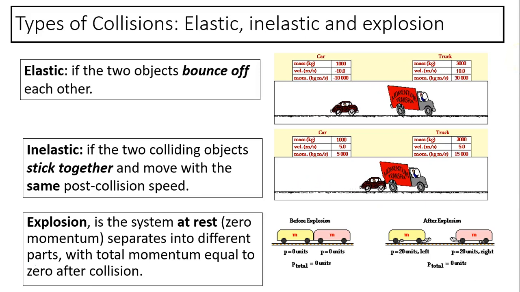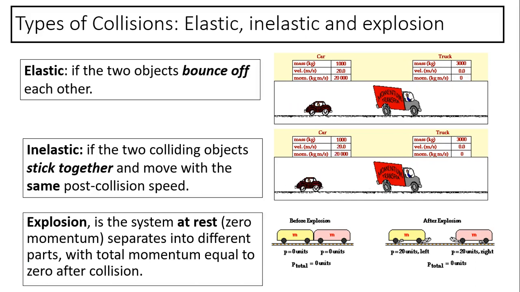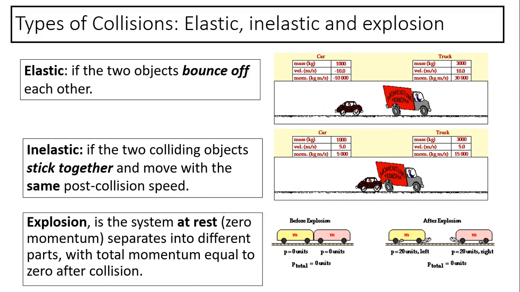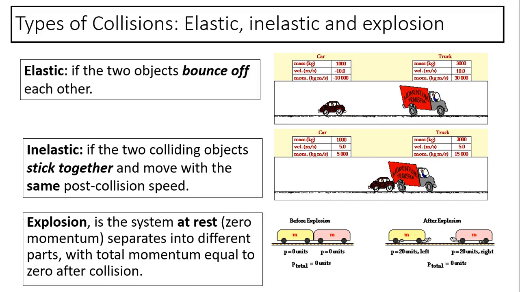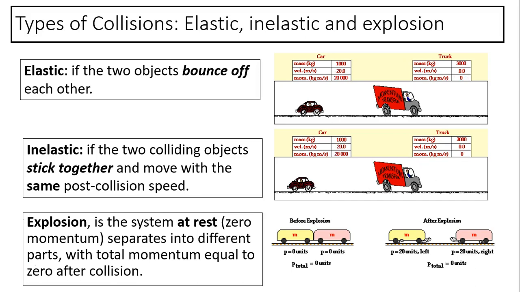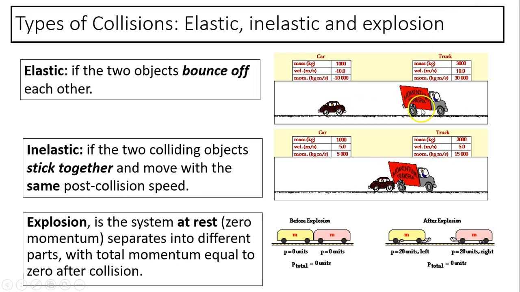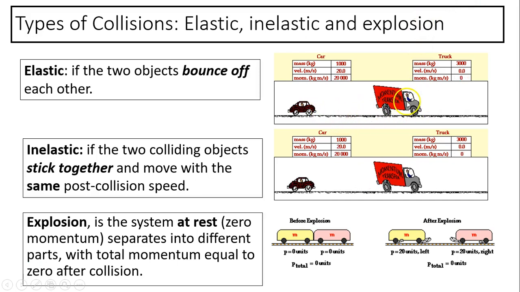Types of collisions: elastic, inelastic, and explosion. An elastic collision happens if two objects bounce off each other when they collide. The first animation is an example of an elastic collision. The car and truck bounce off each other.